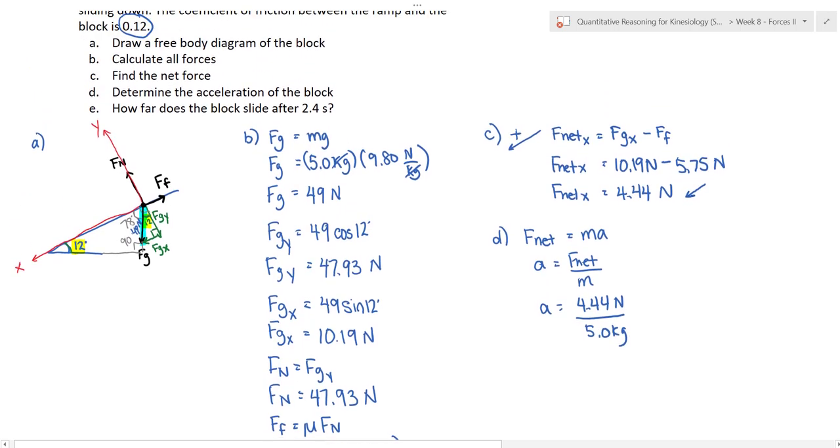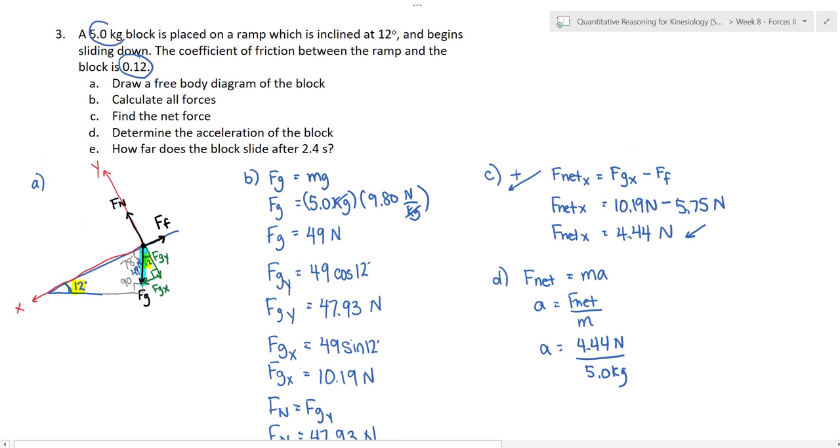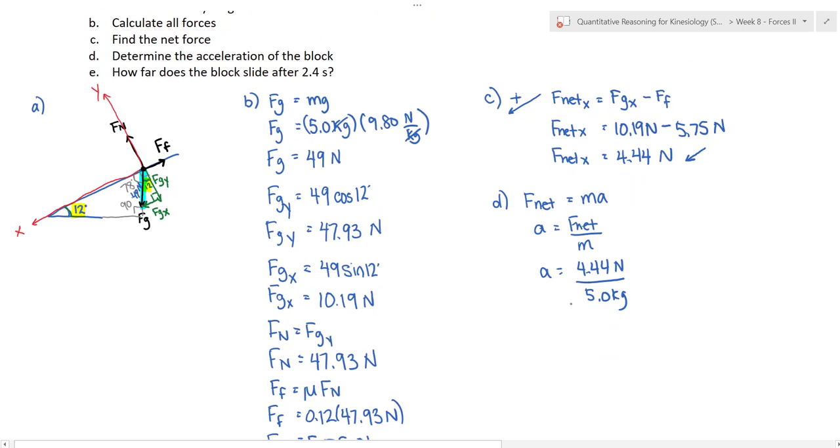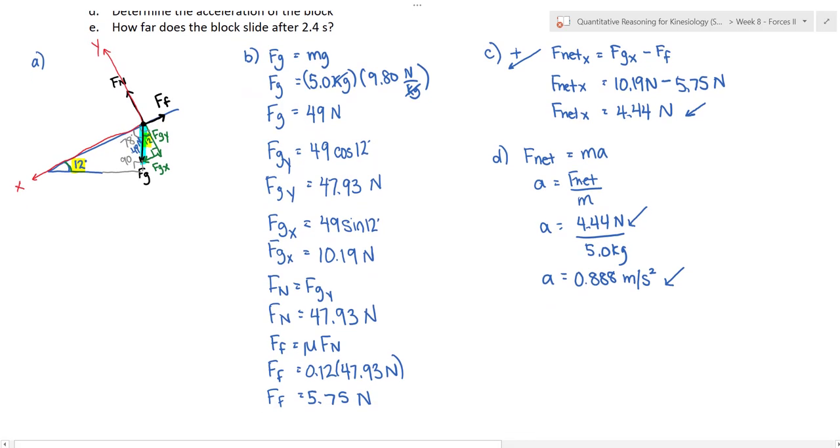Given in the question, let's move up to see that. It was a 5 kilogram block. Now I'm going to just type this on my calculator, 4.44 divided by 5, and I get 0.888. The units are newtons per kilogram, which is equivalent to meters per second squared. And the direction would be still down the ramp. Okay, because the F net was going down the ramp, so the acceleration is in the same direction. So that was D.